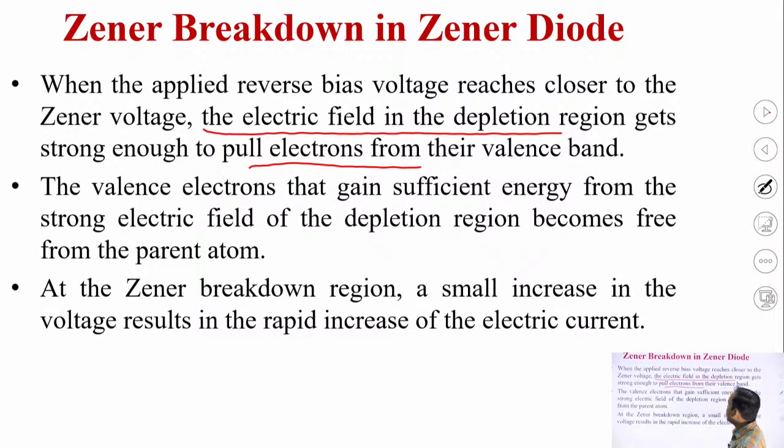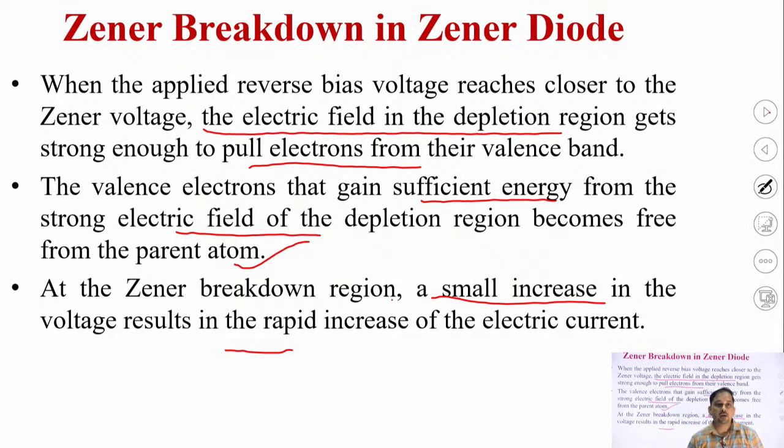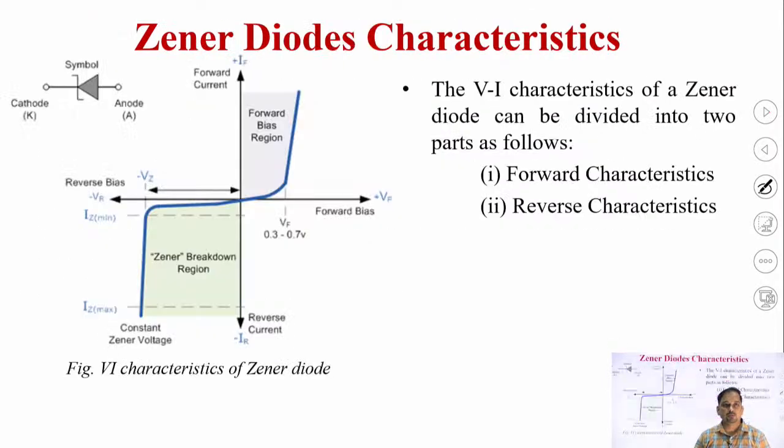So the valence electron then gains sufficiently high energy from the strong electric field of the depletion region and becomes free from the parent atom. So at the Zener breakdown region, a small increase in the voltage results in a rapid increase in the electric current. As we increase the voltage further, it has been observed that the current increases sharply.